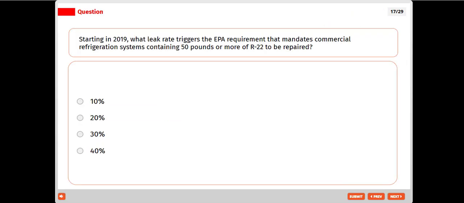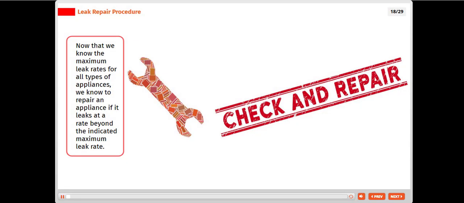Starting in 2019, what leak rate triggers the EPA requirement that mandates a commercial refrigeration system containing 50 pounds or more of R22 be repaired? Commercial, I think it's 20. Yeah. Now that we know the maximum leak rates for all types of appliances, we know to repair an appliance if it leaks at a rate beyond the indicated maximum leak rate.